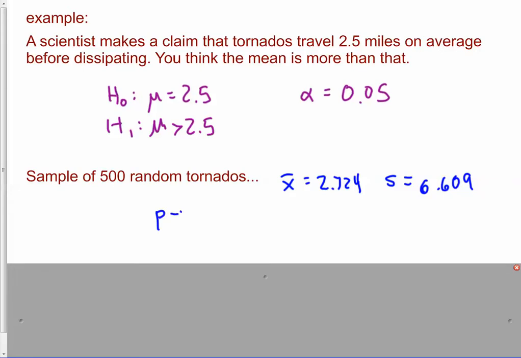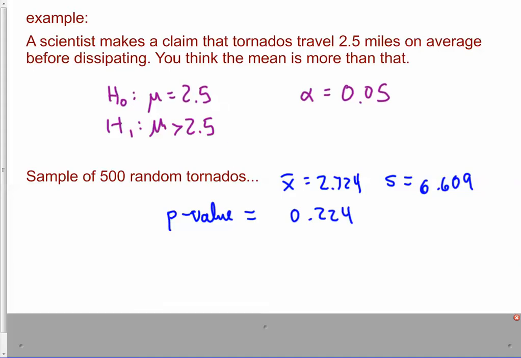Okay, and I am getting a p-value of 0.224. So yeah, again, this is not too small, and it's bigger than 0.05 for sure. So there was a 0.224 probability of getting 500 random tornadoes with stats like this, or more, or further away than 2.5, if the mean really was 2.5. So it's plausible. It's not crazy that that could have happened. It's not so unlikely that we're questioning the claim that mu is 2.5.